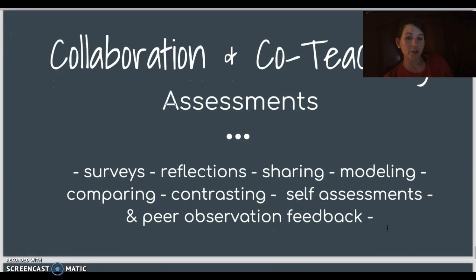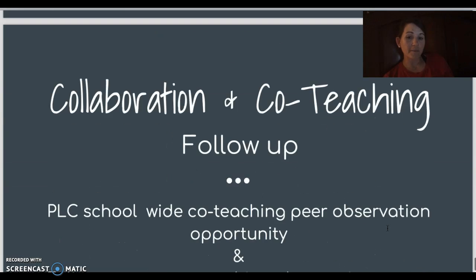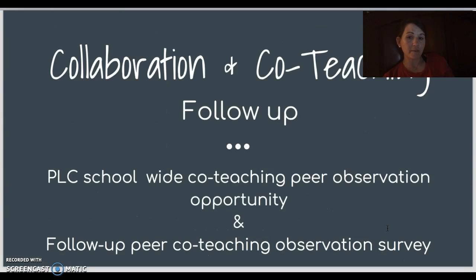So assessments include surveys, reflection, sharing, modeling, comparing, contrasting, self-assessments, peer observation and feedback. And a follow-up plan to the PLP would be a school-wide co-teaching peer observation opportunity and follow-up peer co-teaching observation surveys.